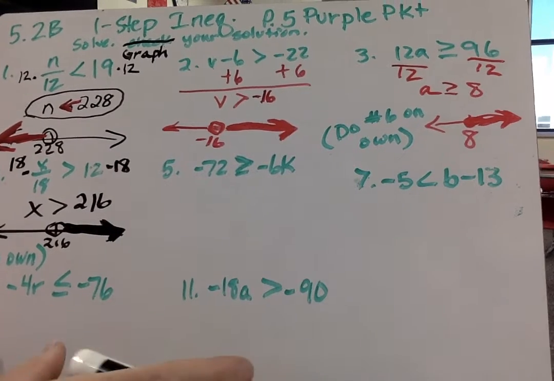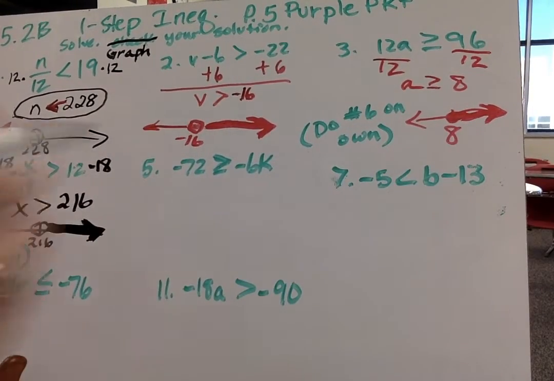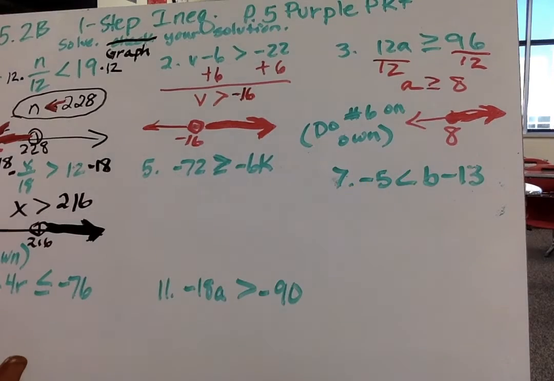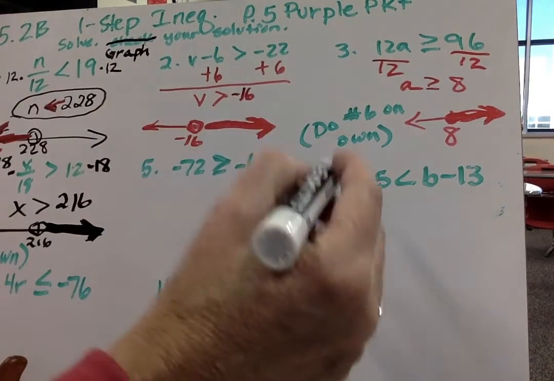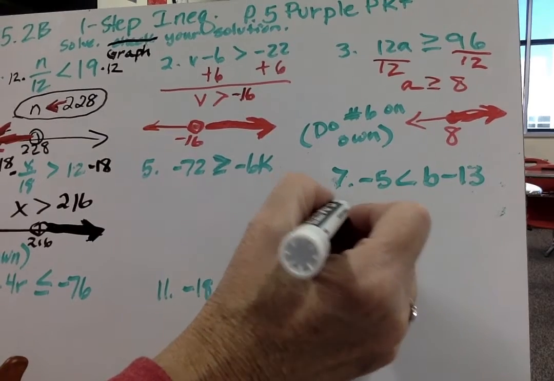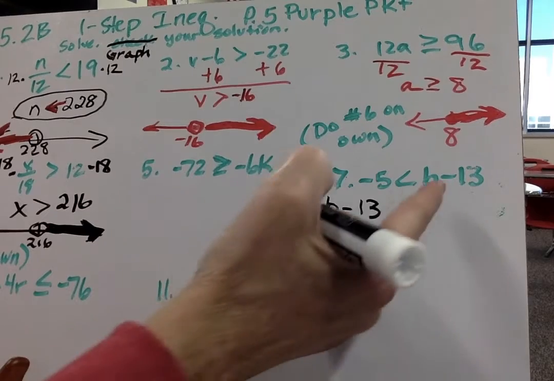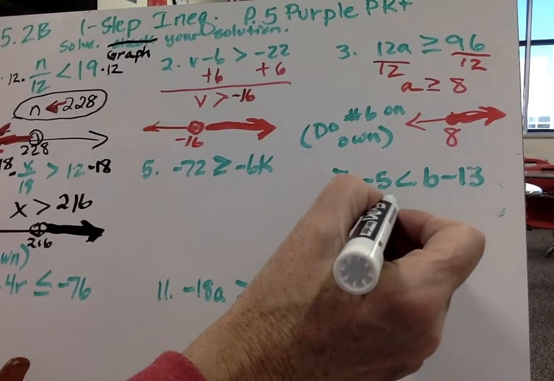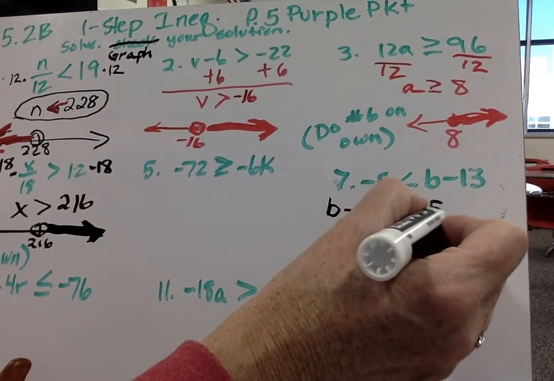So 7, the variables on the right side. Okay, we're going to go ahead and move the variable to the left side. So if you ever see any letters or variables on the right side, move them over. So we get b minus 13. You want to write it exactly like it is. Instead of less than, we have to switch the sign. And we write that exactly like it is.